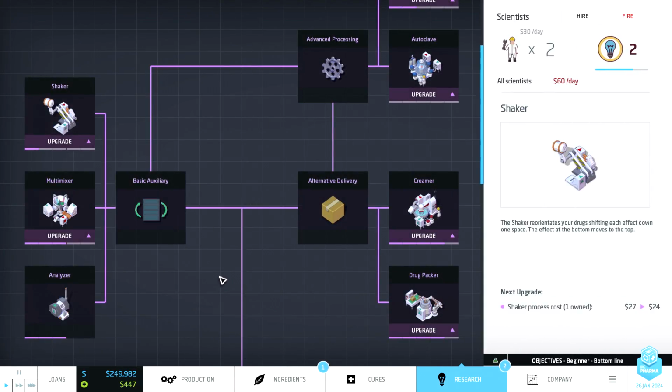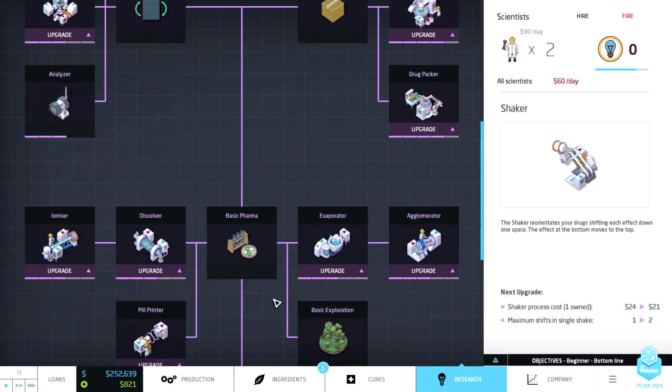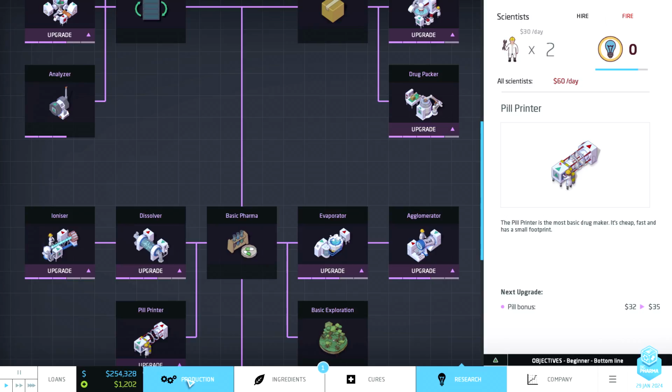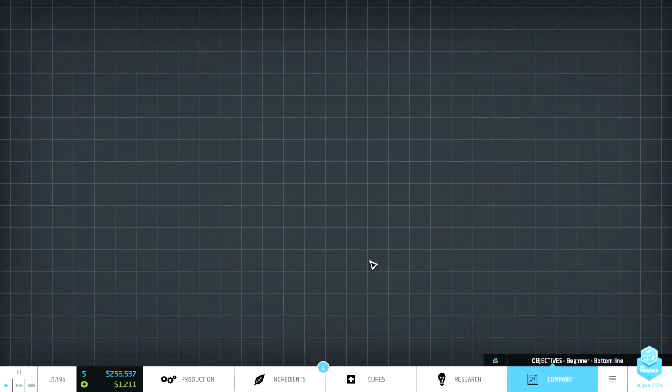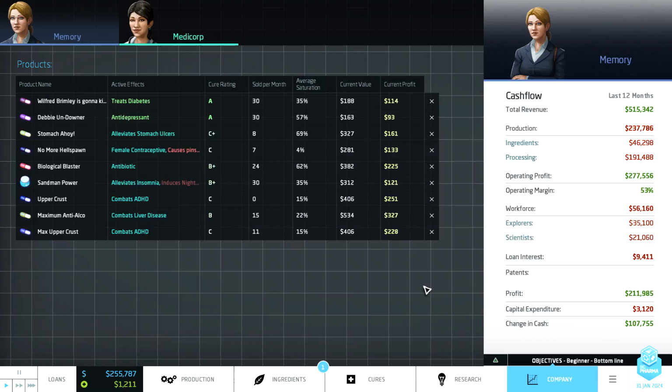Research, we have 2 points that we can spend. Let's just do it on the shaker. Let's just get that up to its next level, since we are using 1 shaker. And how's our company doing? How is our profit? Our operating margin is now at 53%. I think that just went up 1%, maybe? Or maybe it was 53%. I don't remember. It was only like 2 minutes ago that I looked at it, but my memory and all, not the greatest.